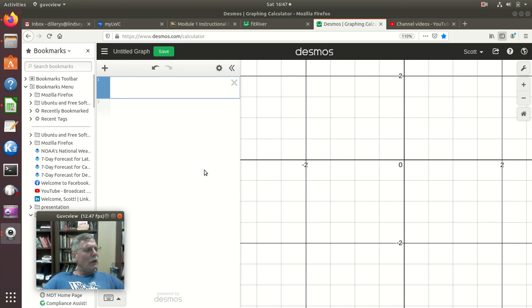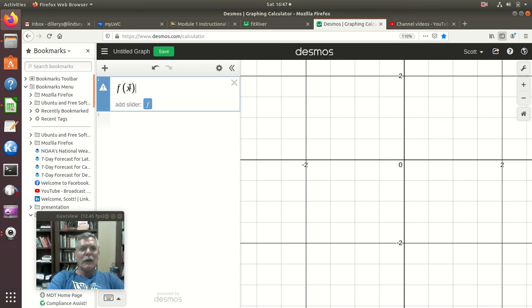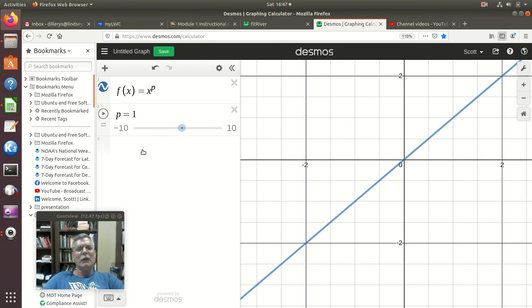Okay, let's look at a power function. So a power function, the basic idea is it's f of x equals x to the p, like that. So we add our slider. Now, of course, whatever we have here, we can move side to side, or we could scale it up and down, but essentially it's x to the p, and it's looking at what matters with p.